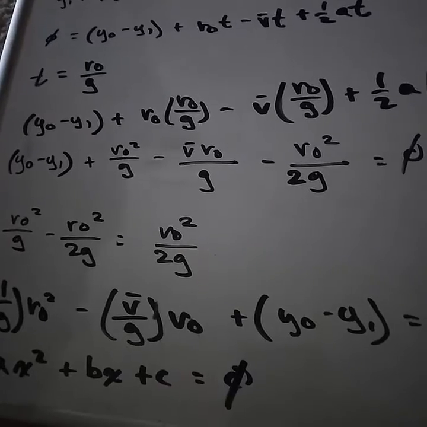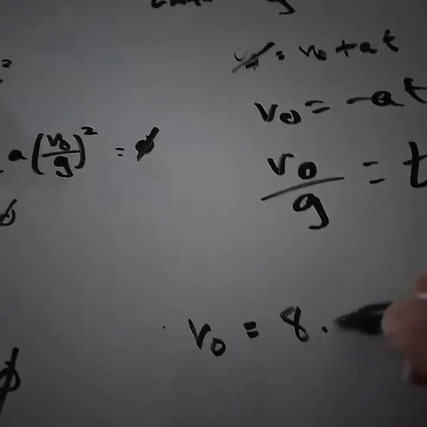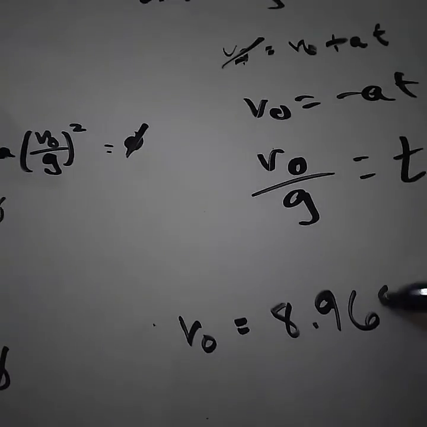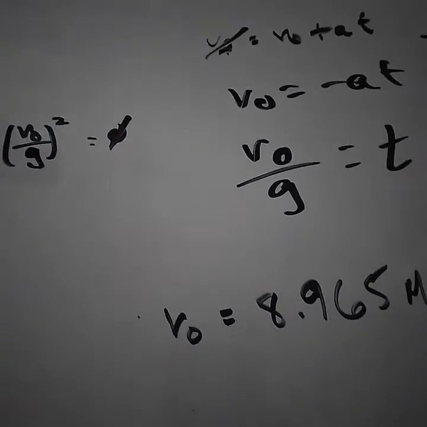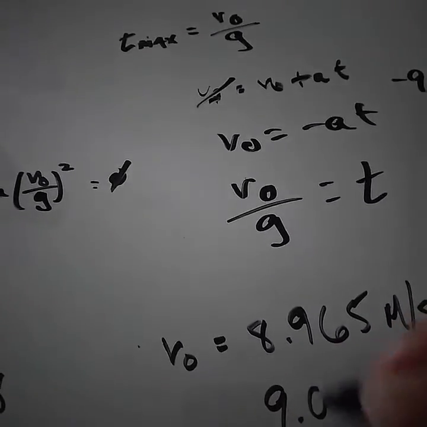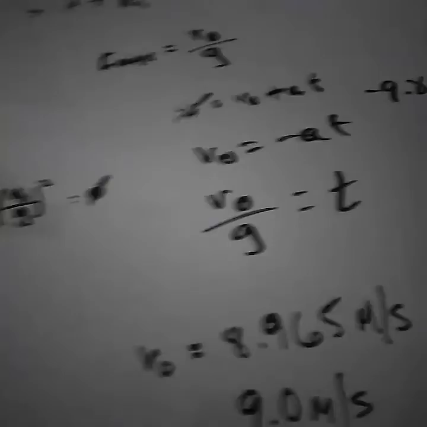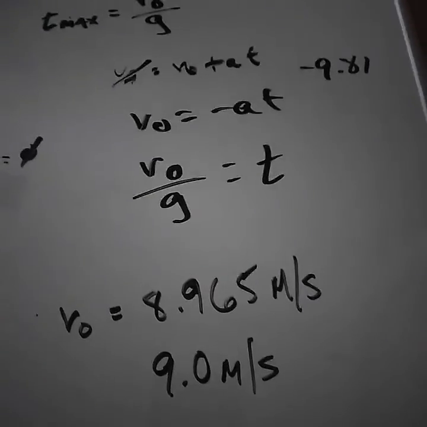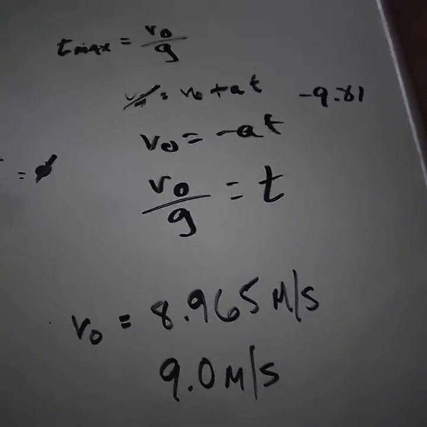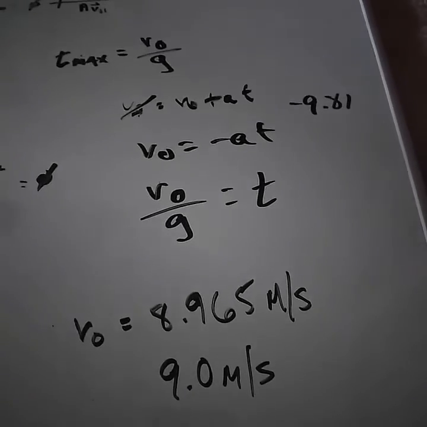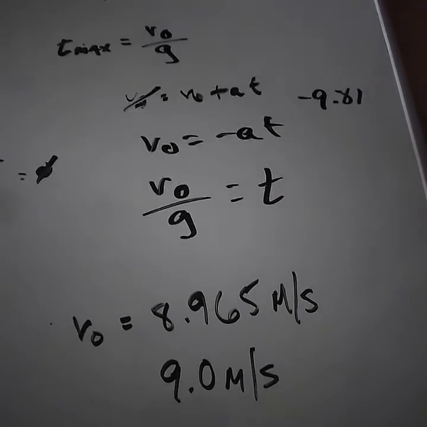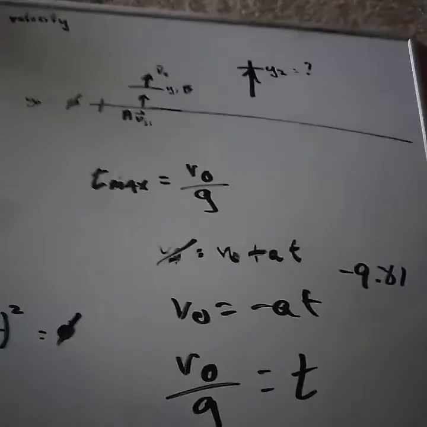So obviously our negative value, we're just going to throw away, and we're going to keep our positive one, which is 8.965 meters per second. To two significant figures, that is just 9.0 meters per second. Now I'll leave you to do the check. You just plug in the values and find out what position they meet at.